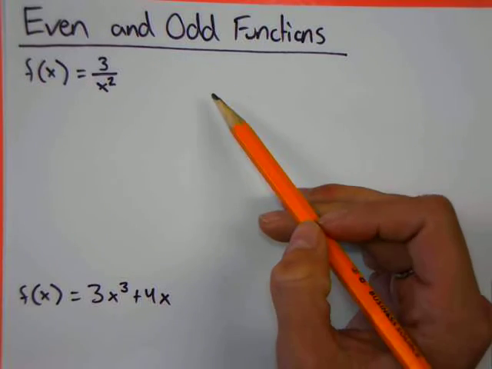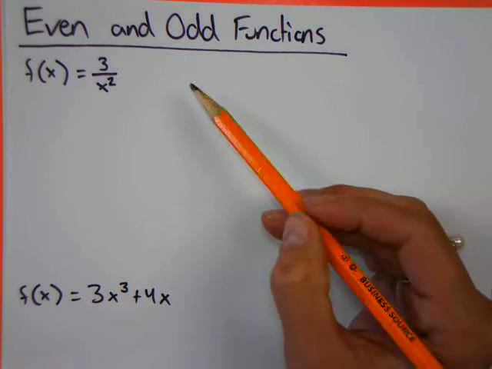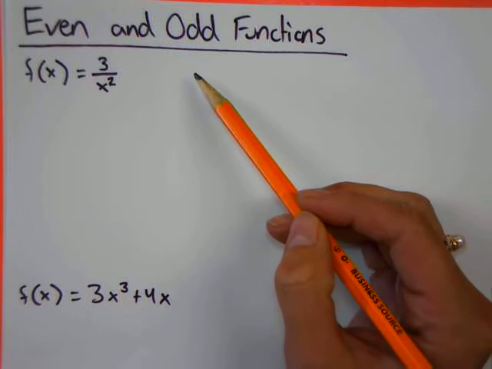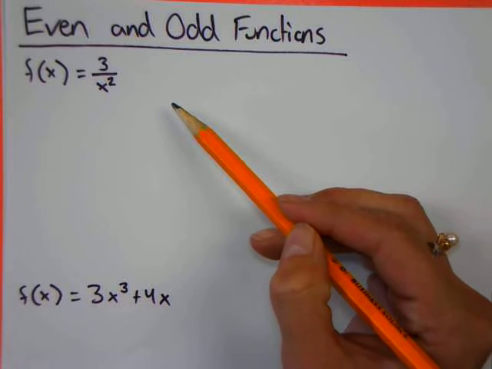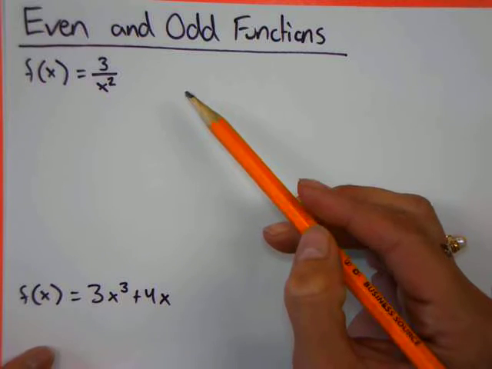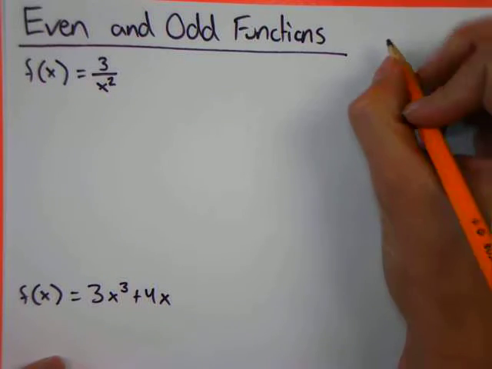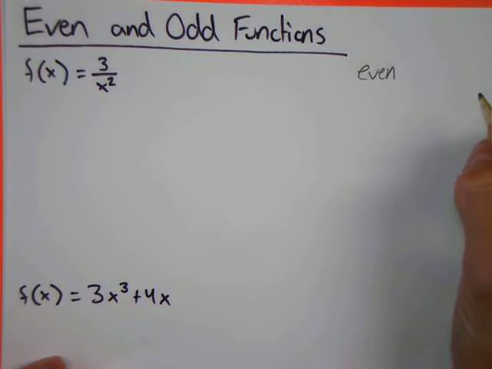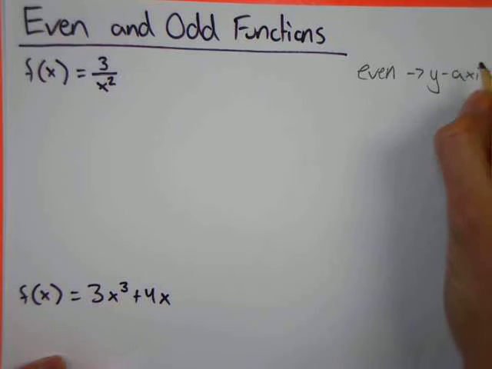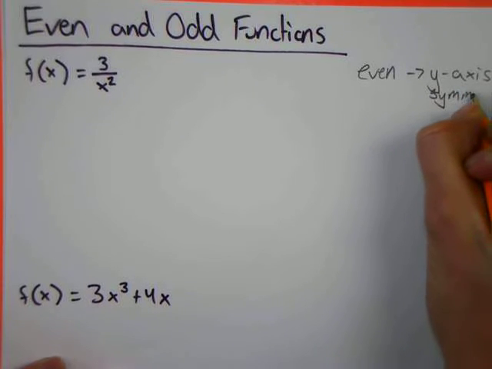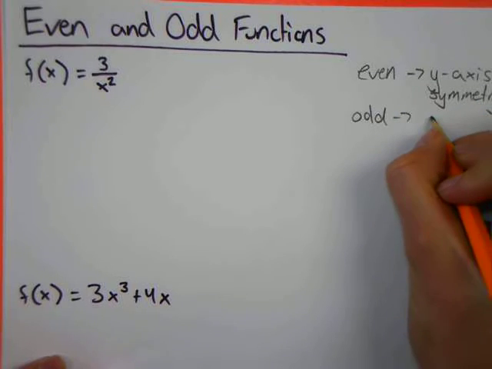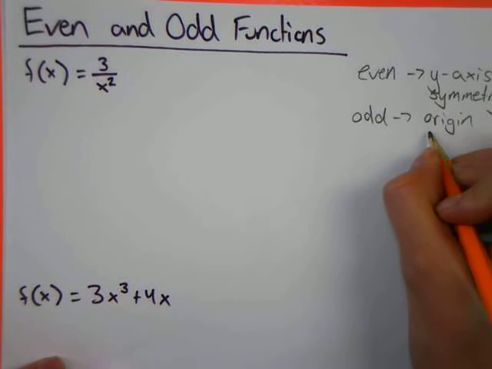Alright, in this video I'm going to do two examples of talking about whether a function is even or odd and how we can tell by the symmetry of the graph, and then how we can confirm algebraically as well. So remember that an even function always is going to have y-axis symmetry, and an odd function is going to have origin symmetry.